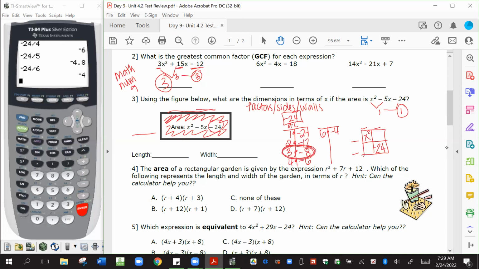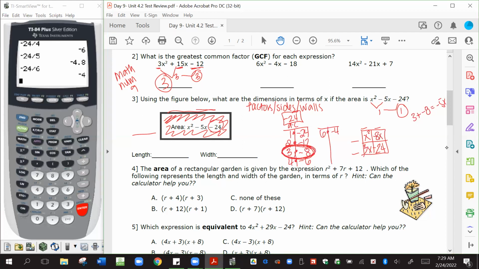I'm always going to circle it because then I know that 3 plus negative 8 will get me a negative 5. So I now know my 2 sides. I do 3x here and negative 8x, because I was able to get to a negative 5x over here.